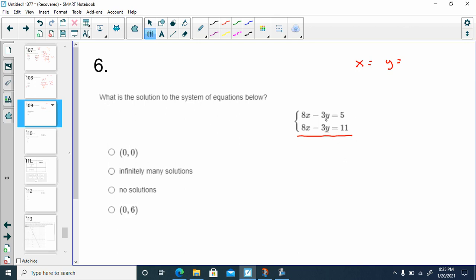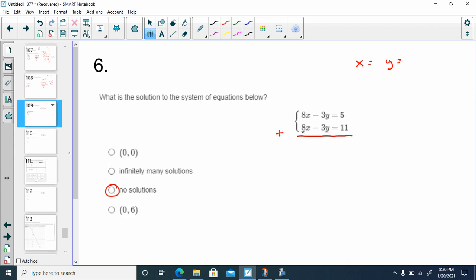Okay, there's two things I could do. I could back up and look at this, and I've got 8x minus 3y equals 5, and 8x minus 3y is equal to 11. I know this 8x minus 3y can't be equal to both 5 and 11, so I know that there is no solutions on this. If I'm not sure, here's what I do. I keep going. I say, okay, I'm going to need to eliminate one of these variables.